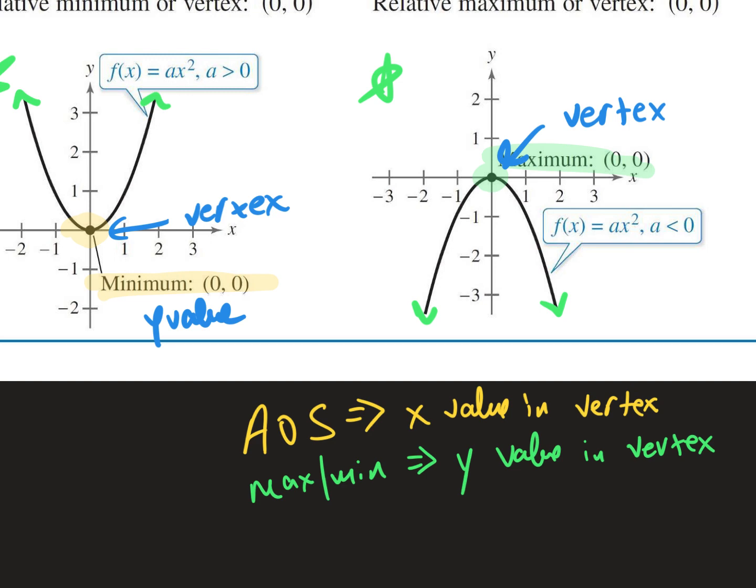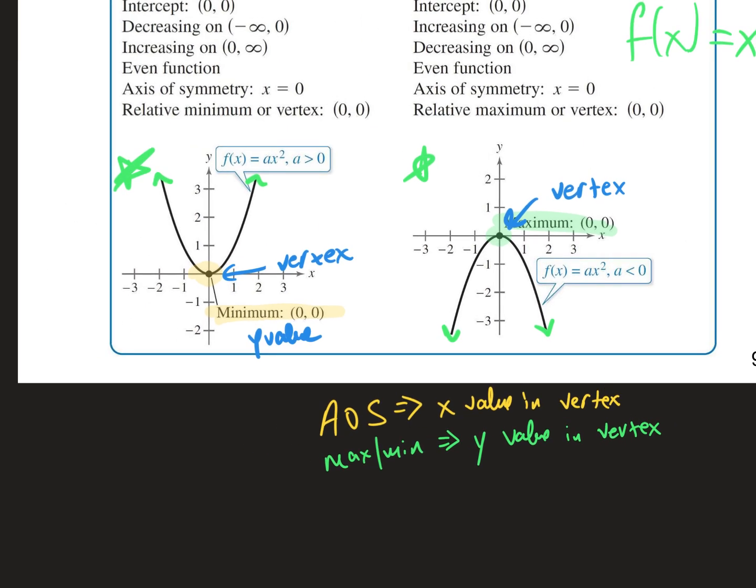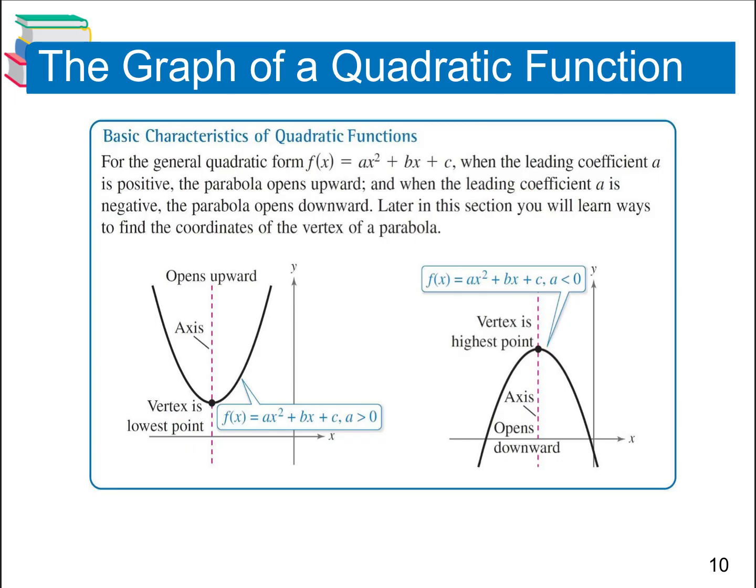All right, you guys got it? Okay. All right, moving along. Basic characteristics. I just said all of this, guys. A positive parabola, over here on the left, opens upwards.